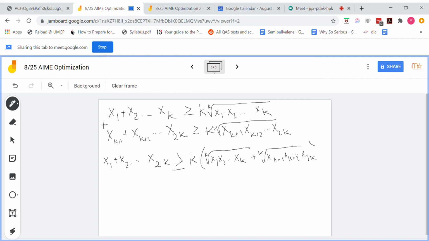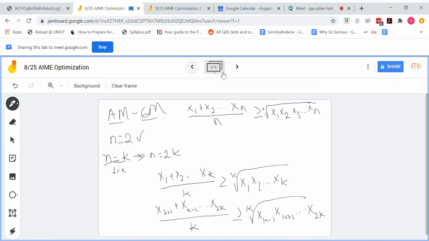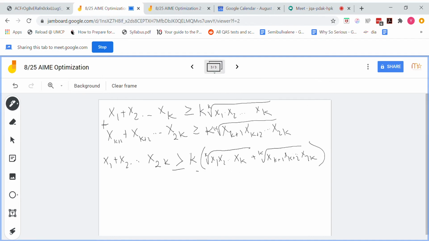And so now, remember, what we're trying to prove is that the AM-GM inequality holds for n equals 2k. Can we take this part and somehow turn it into what we want, which is 2k times the 2kth root of x1, x2, x3, all the way to x2k?